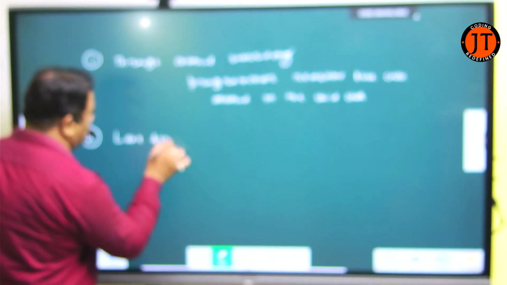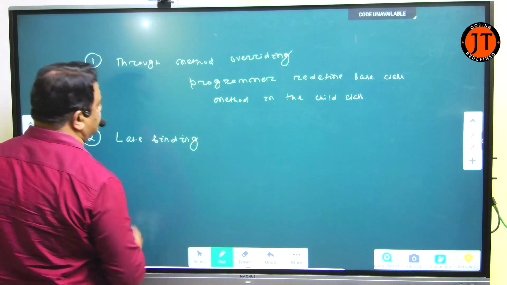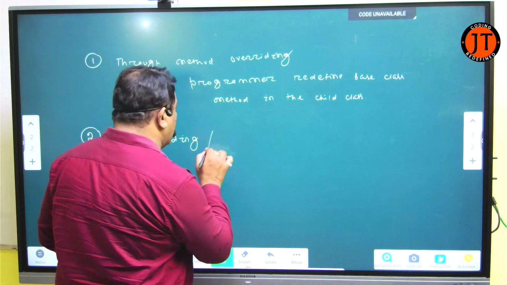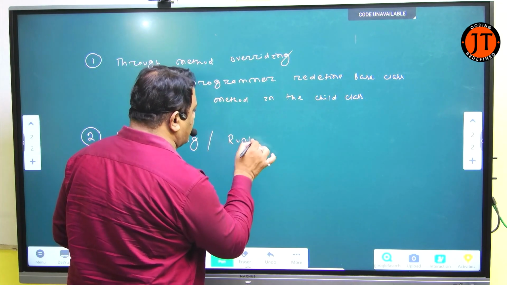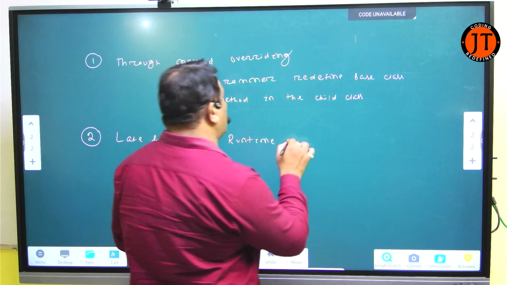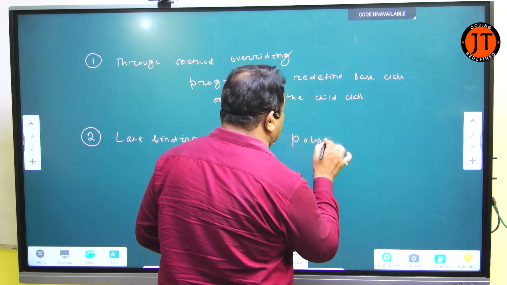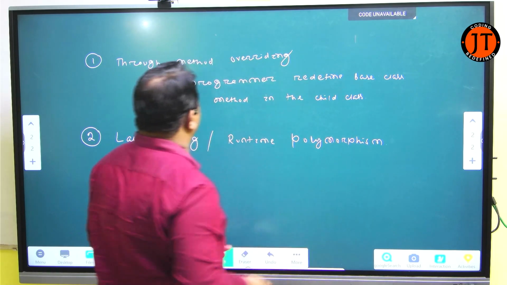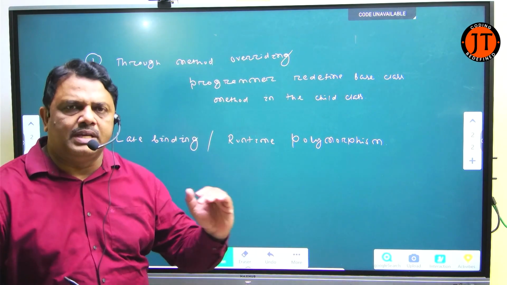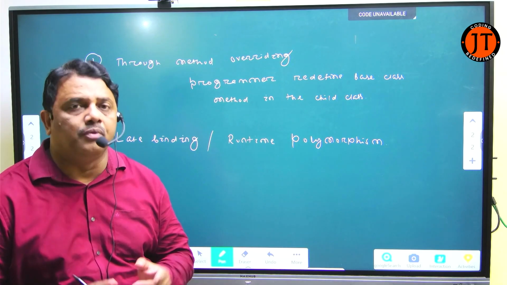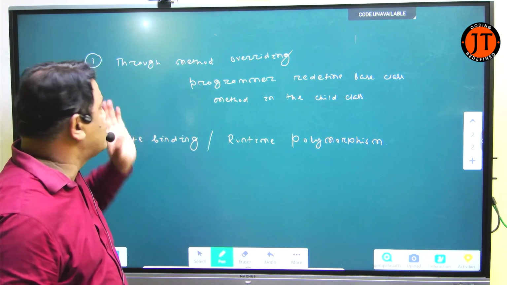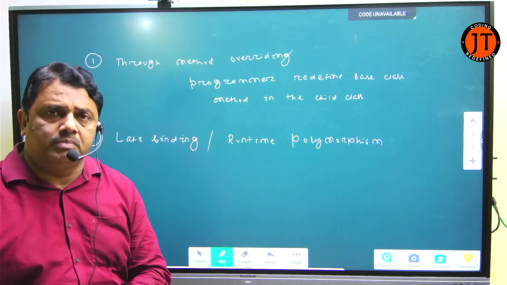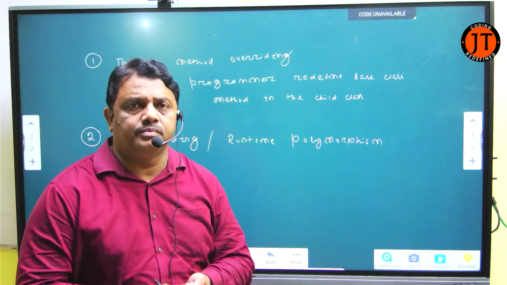The second advantage is that it supports late binding. It supports late binding, or it is called runtime polymorphism. It is also called runtime polymorphism. Otherwise, runtime polymorphism is not supported. Are you getting my words? This is all about the advantages of method overriding.